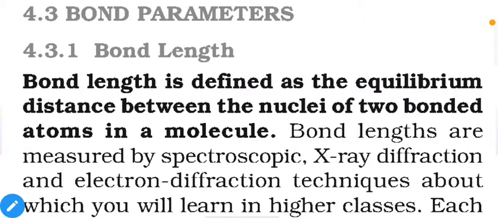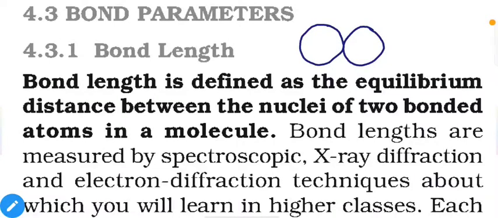Bond length is defined as the equilibrium distance between the nuclei of two bonded atoms in the molecule. That means, in simple words, bond length is the distance between two nuclei of two atoms attached to each other. Suppose you have hydrogen, and let us assume hydrogen as a spherical ball-like shape. The first spherical hydrogen atom and the second spherical hydrogen atom will be in contact like this. So we have two balls which are touching each other.